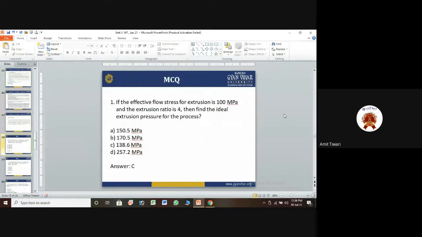Now at the end of the lecture, I am asking some multiple choice questions regarding cold extrusion or extrusion processes. First question: if the effective flow stress of extrusion is 100 MPa and the extrusion ratio is 4, then find the ideal extrusion pressure for the process. Options are A, 150.5 MPa, 170.5 MPa, 138.6 MPa, or 257.2 MPa, and the correct answer is 138.6 MPa as the extrusion pressure for the process.